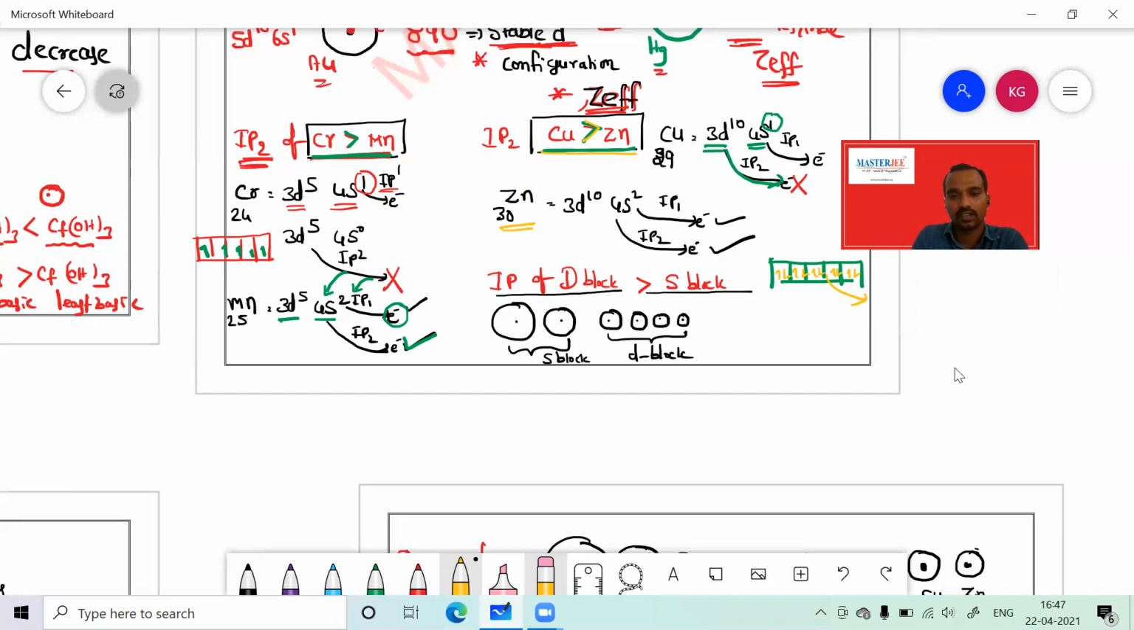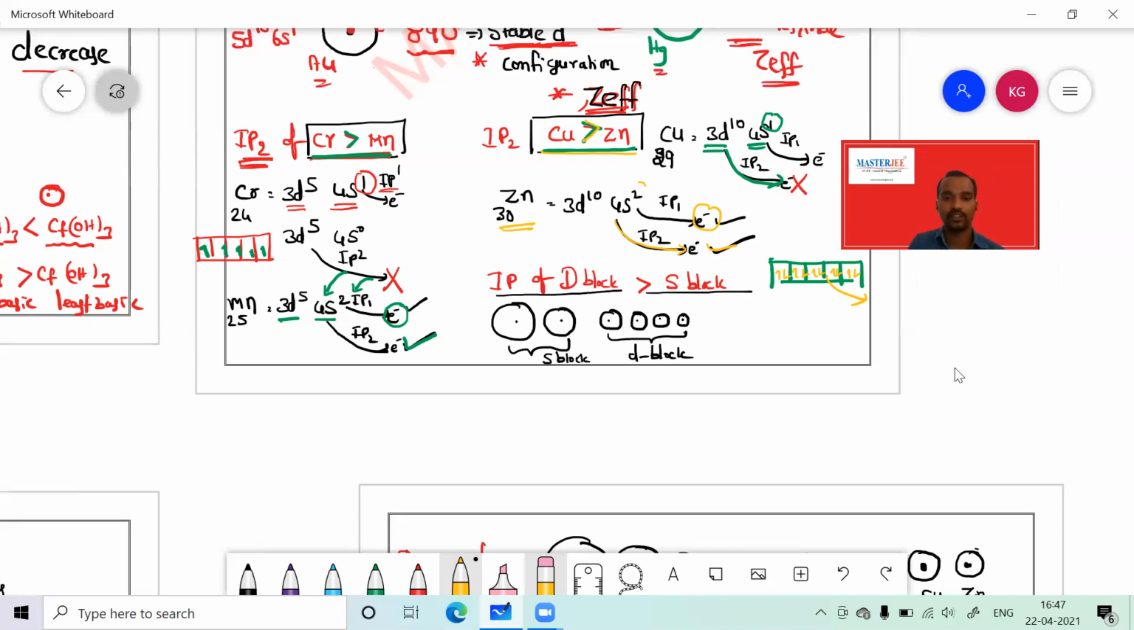Next, in the zinc case, the first electron is lost, one electron is losing. The second electron is also easy to remove. So there is no problem in the case of zinc. That's why copper's second ionization potential is greater than zinc, and chromium's second ionization potential is greater than manganese.